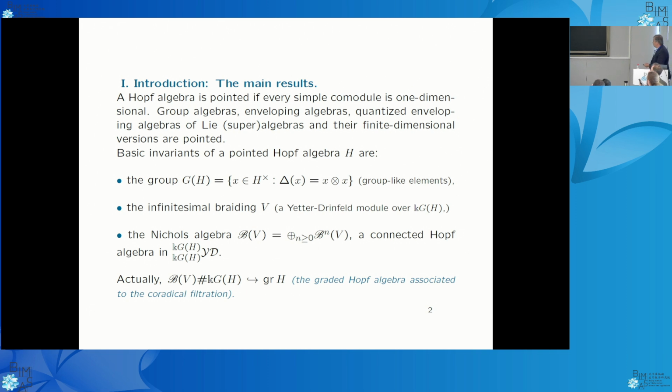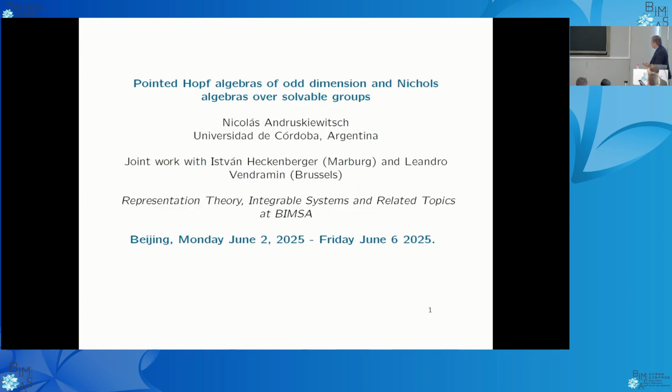As a matter of fact, if you take the Nichols algebra, you perform an operation which is called the bosonization, which means that you take the tensor product of these two objects and provide this with some specific algebra and coalgebra structures. Then this is a Hopf algebra which is contained in the graded algebra gr H, which is associated to the coradical filtration of H. So, without remembering all details, we have these three invariants.